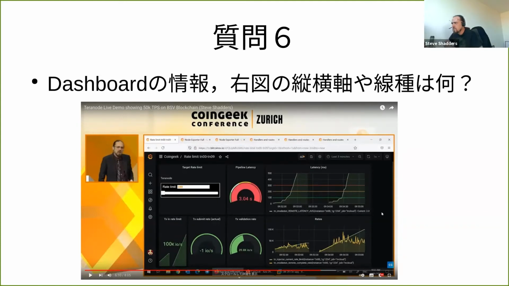The right-hand side, okay, so the top is the latency. That's the amount of time it takes for a transaction to come into the system until it's completely validated. The bottom is the rate that transactions are being fed into the system, and the number of transactions per second that are coming out the other end of the system. And those two can be different. If something is going wrong, then you will see the number of transactions coming in will be more than the number that are coming out the other end.